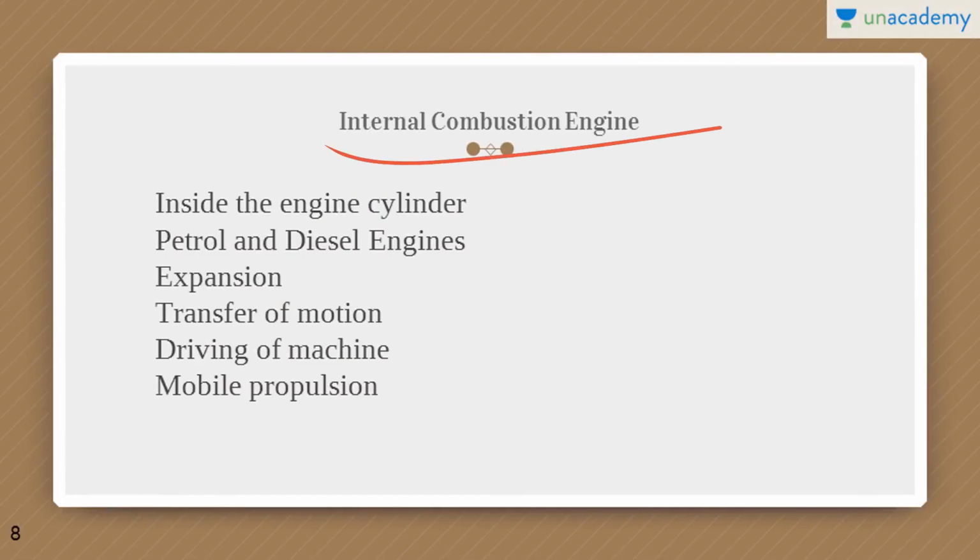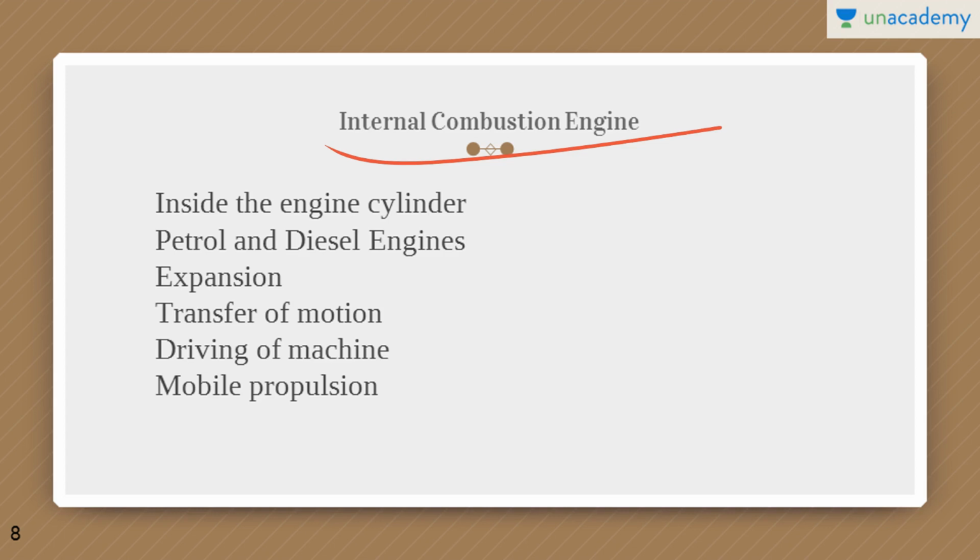So internal combustion engine. What are internal combustion engines? Internal combustion engines are the type of engines where the combustion of fuel takes place inside the engine cylinder. The engine is called internal combustion engine due to this phenomenon. The examples include petrol engines and diesel engines. The principle of working of IC engines will be discussed by me later when I go to the parts and all.